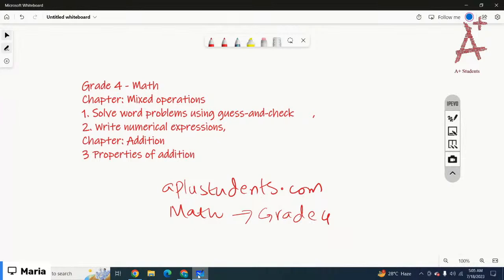We're going to start with the chapter mixed operations. The lessons we're going to cover are solve word problems using guess and check, write numerical expressions. Then we'll start the chapter addition and the lessons we're going to cover are properties of addition. So let's just start with the chapter mixed operations.